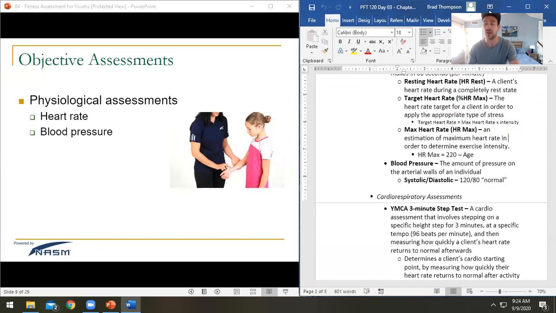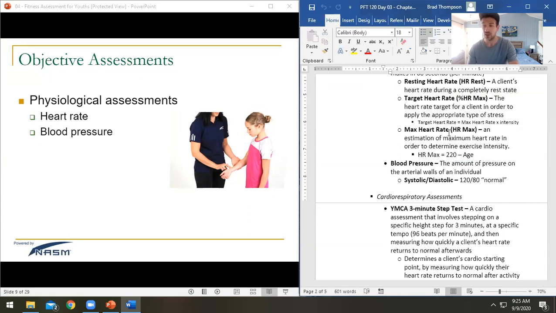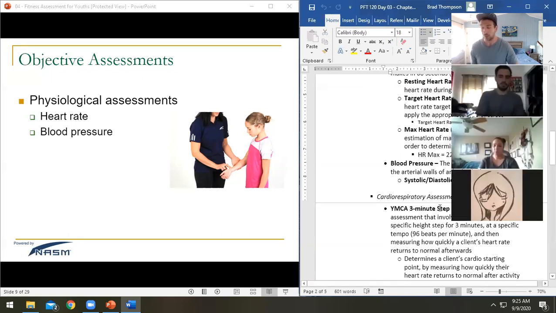Your resting heart rate is when you are in a resting state. Your maximum heart rate is a formula that is always going to be the same formula. It's going to be 220 minus your age equals heart rate max. So your heart rate max is always just 220 minus your age. That's true for youths as well, by the way. That does not have to change for youths or adults. It's the same thing. However, be aware, guys, it's not the best formula in the world.